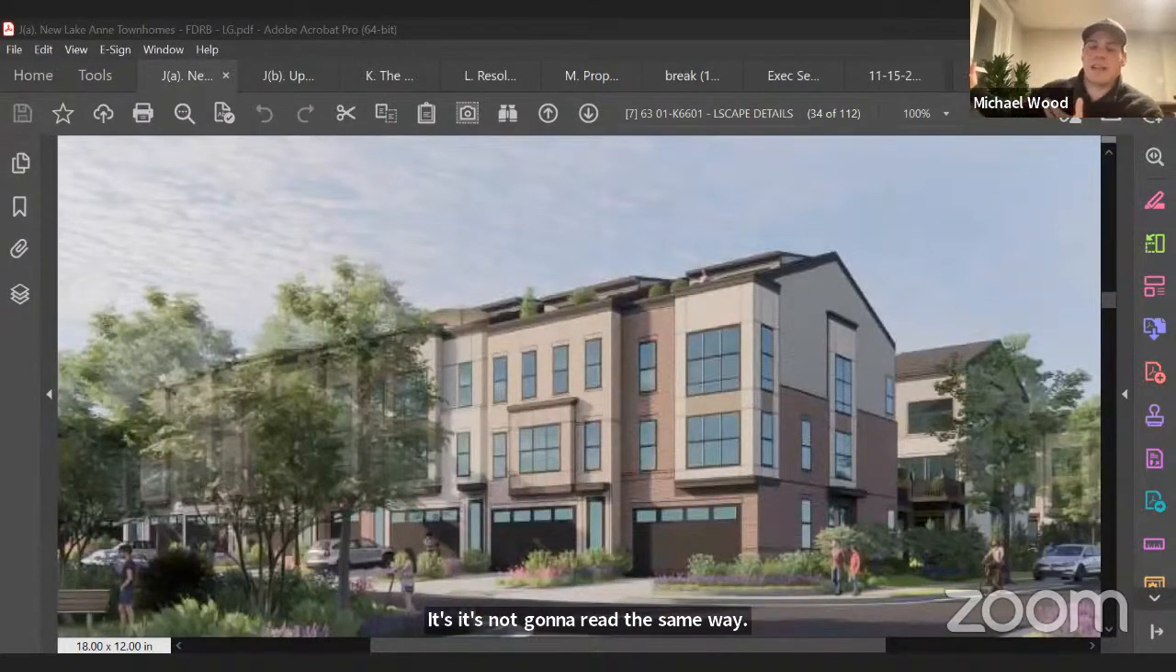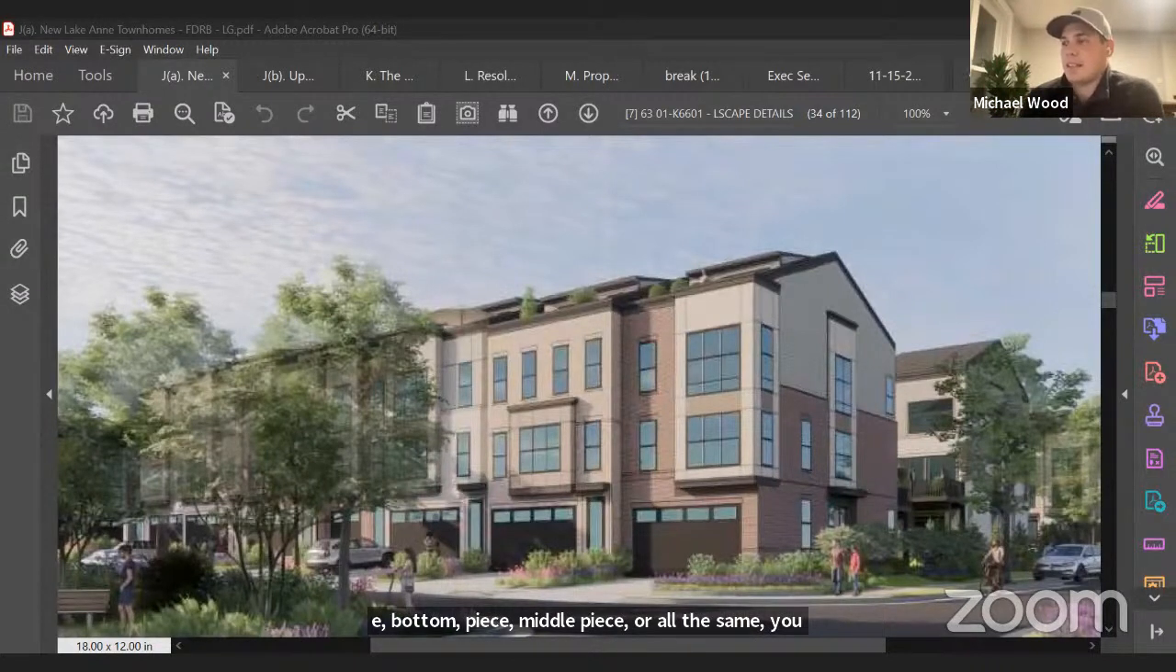Lake Ann Fellowship House has all the aluminum storefront, so it all reads the same because all the profiles are the same, whether it's a top piece, bottom piece, or middle piece. On residential windows, that's not the case. So that's my biggest concern.